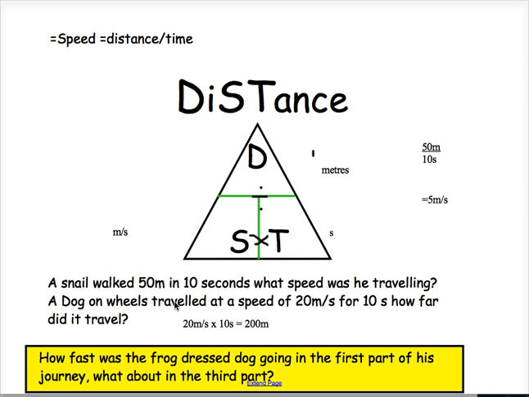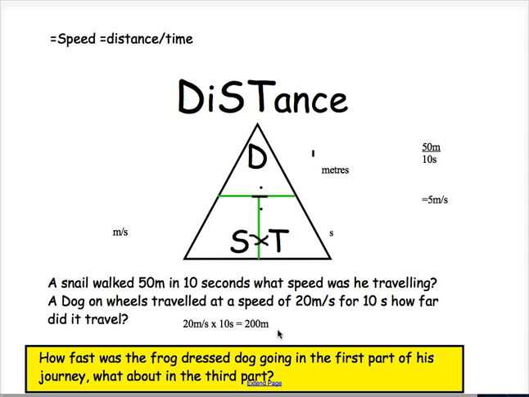And then we said about the dog on wheels. And we've got speed here, that's that one. And we've got time there, so it's that one. So you times them together and you come up with 200 metres. They normally give you most equations, but this is the one that they probably won't. So if you can remember this one, then that would be fabulous.